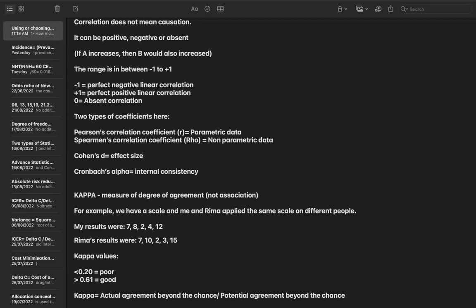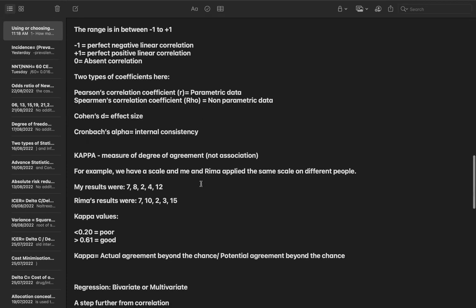Then we have some other terms which are obviously not related to this thing. One term is Cohen's d, which measures the effect size, and another term is Cronbach's alpha, which measures the internal consistency. What is kappa? Kappa is basically something which measures the degree of agreement, and it does not measure the degree of association.